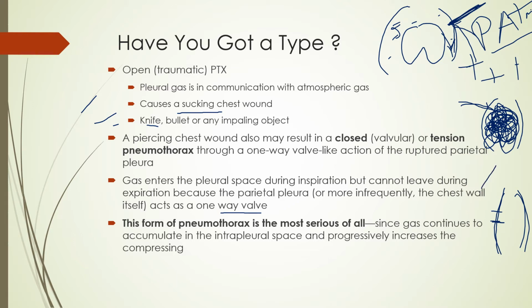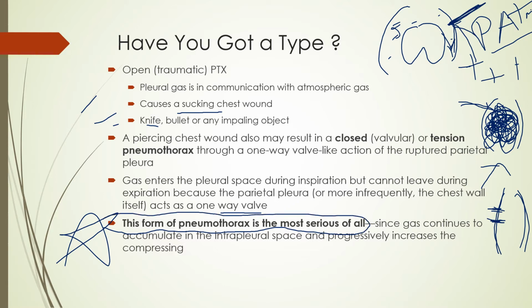So a lot of these can create a one-way valve effect. Some of them may not. It's just paying attention to what's going on with your patient. If it does create this one-way valve effect, it is more serious than the one that's the gaping wound, right, with no one-way valve. So this is a pneumothorax that's the most serious of all. I would highlight and star this, and notice this is in bold.